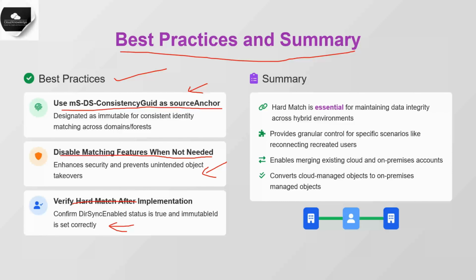Okay, so this is basically the summary that we have done, and we can move with this summary itself. Hard match is essential for maintaining data integrity, providing granular control for specific scenarios like reconnecting and recreating a user, enabling merging of existing cloud and on-premises accounts, and converting cloud-merged objects to on-premises managed objects. So these are some points that are needed.